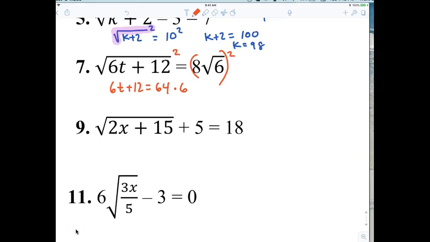Yes. So watch. Instead of multiplying 64 times 6 and subtracting 12 and then dividing by 6, I make a quick observation. I can divide it through by 6. When I do that, I end up with t plus 2 equals 64. Does everybody see that? I think that's important. Right? So t is equal to what? T is equal to 62.